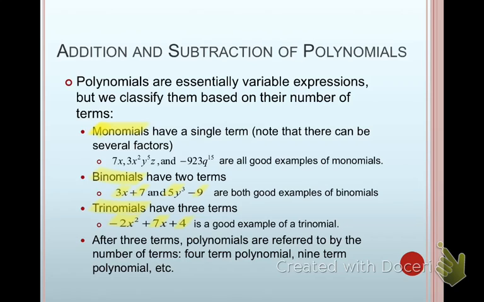Now, any polynomial that has more than 3 terms, they just get lumped together and they're just referred to as polynomials. So you'll often hear me say the words monomial, binomial, or trinomial. Those are specific types of polynomials based on the number of terms they have.